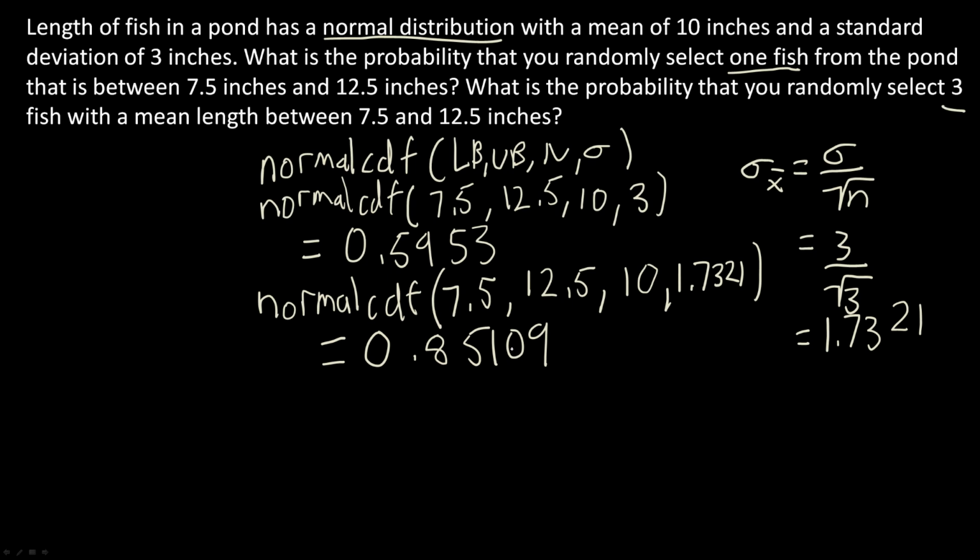So the probability that I randomly select 3 fish with a mean length between 7.5 and 12.5 inches would be 85.109%. Now we're just going to assume for the standard deviation that 3 fish is less than 5% of the population of all the fish in the pond. If it wasn't, we would have to implement a correction factor. But because we don't know the population size, we're just going to assume that 3 fish is less than 5% of the population. So we don't use a correction factor.